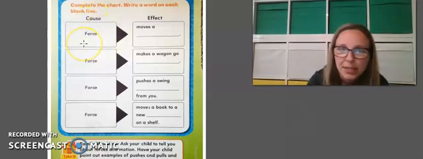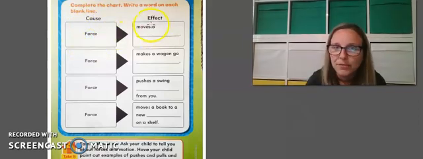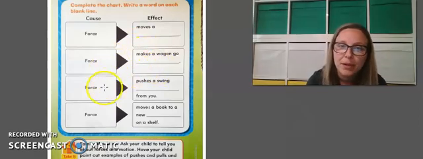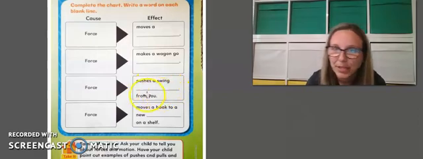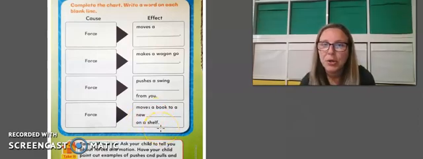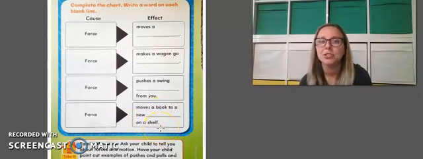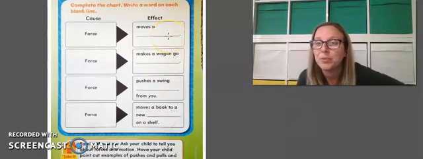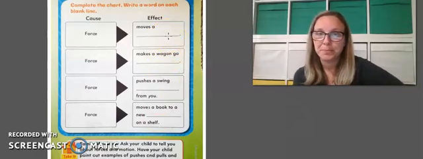So force moves a blank. Force makes a wagon go. Force pushes a swing blank from you. Force moves a book to a new blank on a shelf. So we're going to write a word on each line. So force moves a, pick a word you want to put there. What does force move?